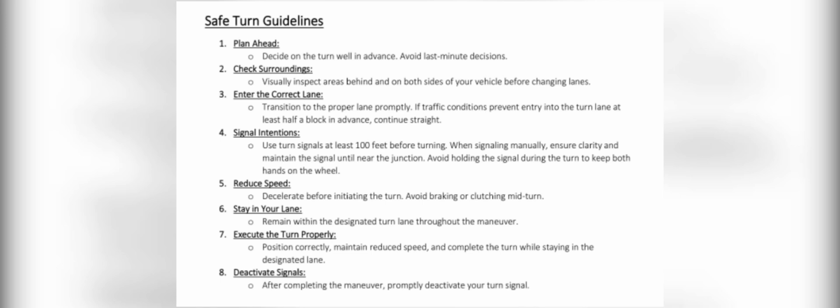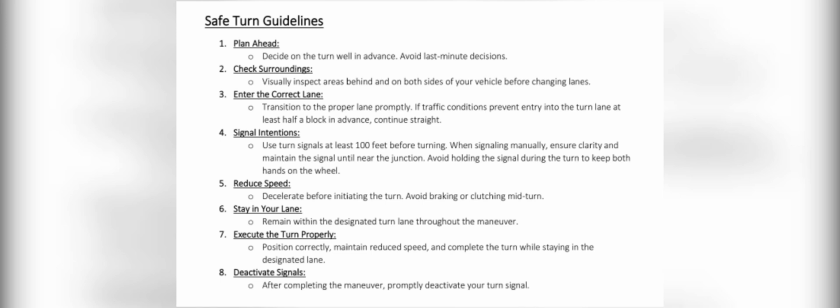4. Signal intentions. Use turn signals at least 100 feet before turning. When signaling manually, ensure clarity and maintain the signal until near the junction. Avoid holding the signal during the turn to keep both hands on the wheel. 5. Reduce speed. Decelerate before initiating the turn. Avoid braking or clutching mid-turn. 6. Stay in your lane. Remain within the designated turn lane throughout the maneuver.